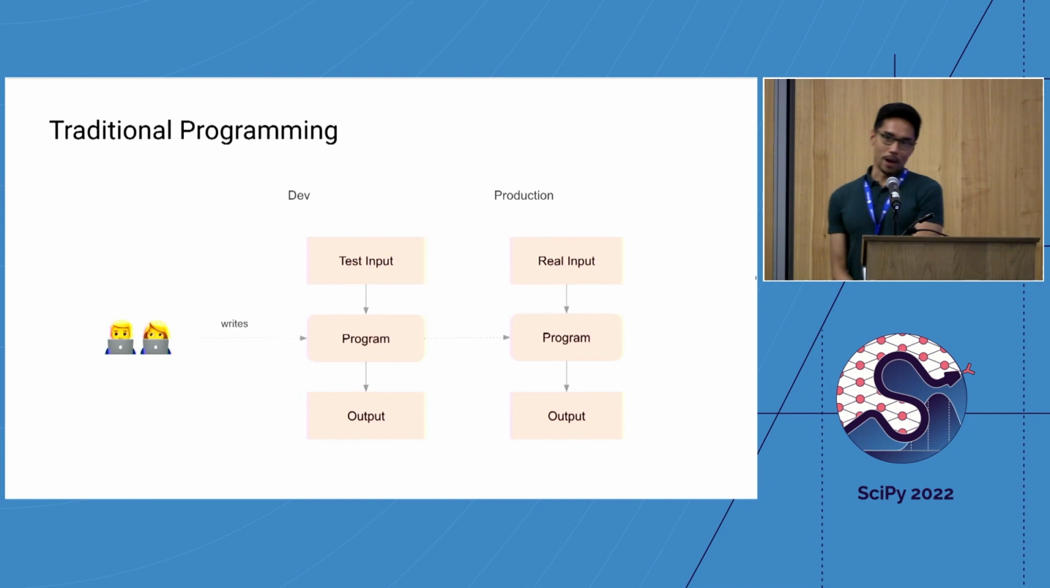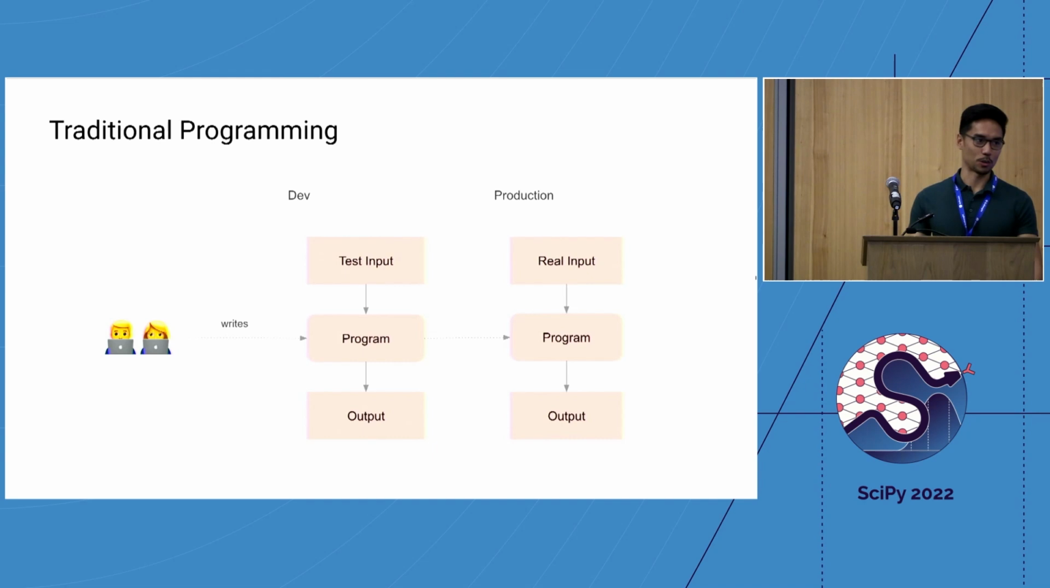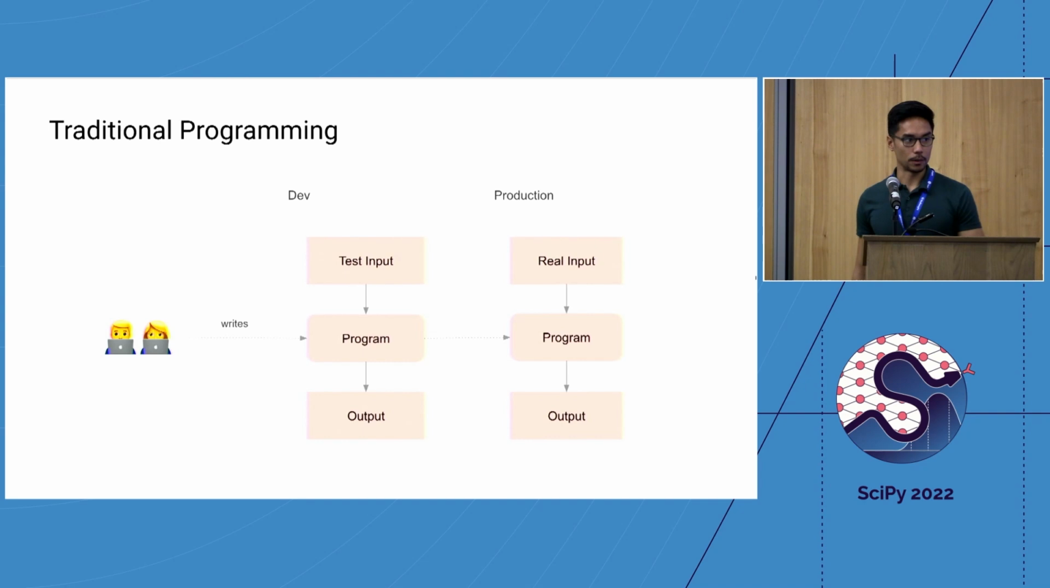So just to go back to the super basics, this is just like a schematic cartoon of what traditional programming looks like, right? So you and I, as programmers, we write the program, and during the development phase, we either craft some test input or we have some test input at hand. We put it through the program and get some output. And what's not pictured here is you have some assertions, unit tests, integration tests, functional tests, whatever you want to call it, to make sure that that program is doing the right thing.